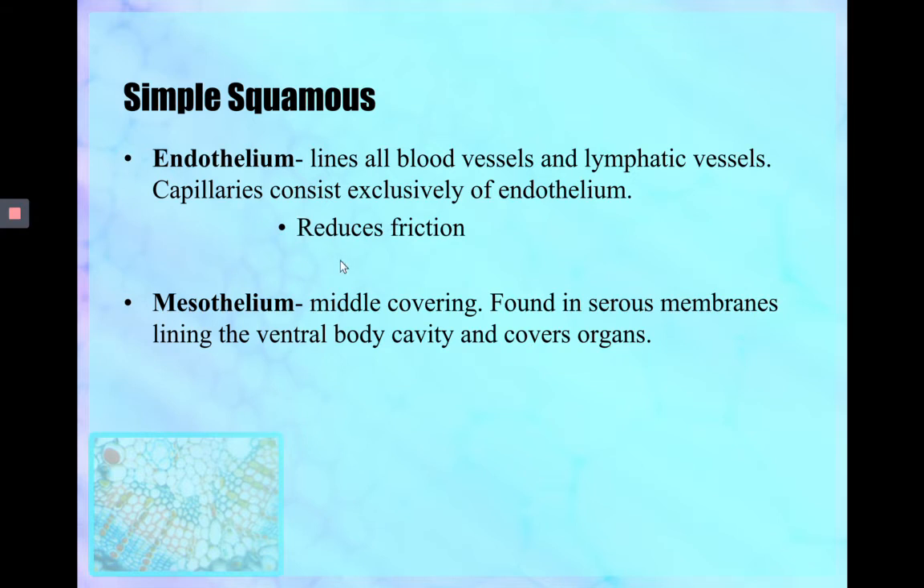Then you also have mesothelium. If you use the term mesothelium, you mean simple squamous epithelium that is a middle covering. So you're specifically talking about the simple squamous epithelium that makes up serous membranes in the ventral body cavity. And serous membranes in the ventral body cavity are going to surround the lungs, the heart, and in the abdominal pelvic cavity, the abdominal pelvic organs.